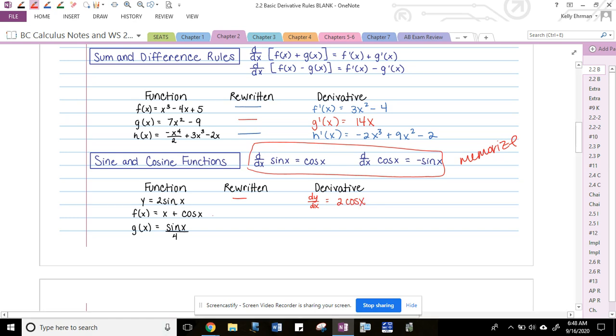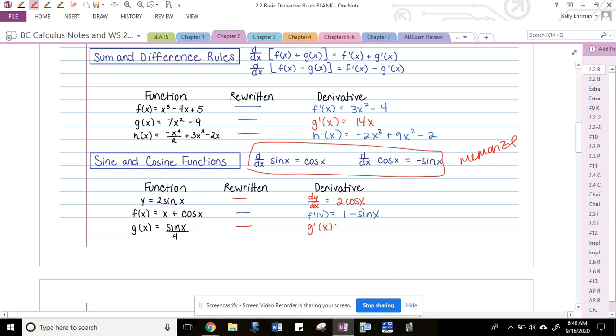Nothing to rewrite for f of x. Take the derivative of each term. So the derivative of x is 1. The derivative of cosine is negative sine, so minus sine x. And finally, nothing to rewrite for this g of x.